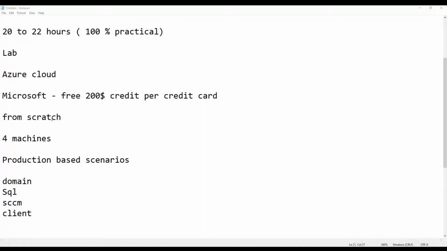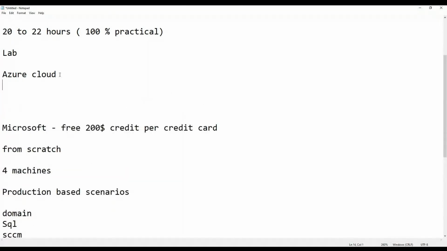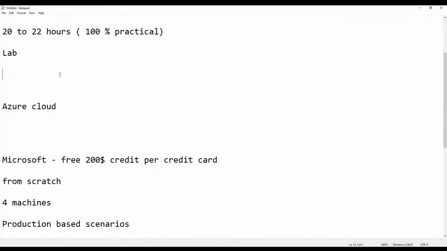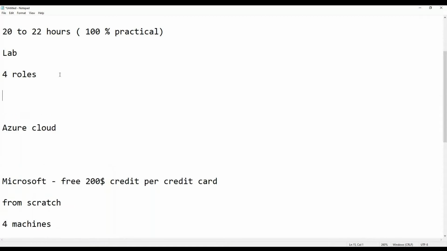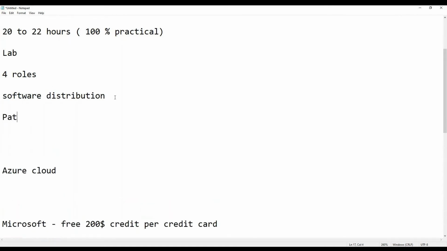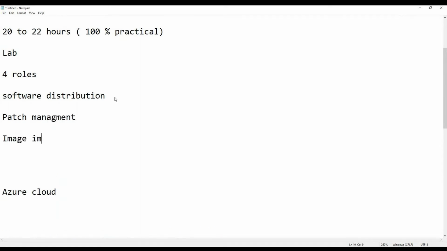So what are the kind of jobs that you will be looking into? There are four different roles that come to SCCM. First is software distribution. You will be vetted for these roles only in the interview. Next, patch management. Next, image management. Next, infra management.